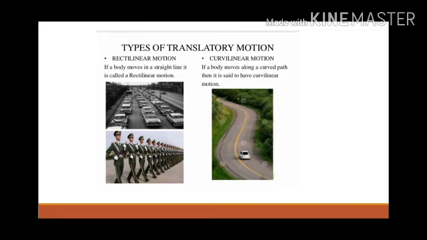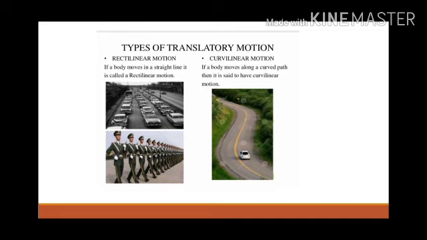Now the next type of motion, that is curvilinear motion. Curvilinear motion is a type of translatory motion. As the name suggests, it is the motion of a body along a curved path. Imagine some children are playing with a ball. When the ball is thrown in air, the ball does not take a straight line path. Rather, the ball moves on a curved path. This motion of the ball is known as curvilinear motion.